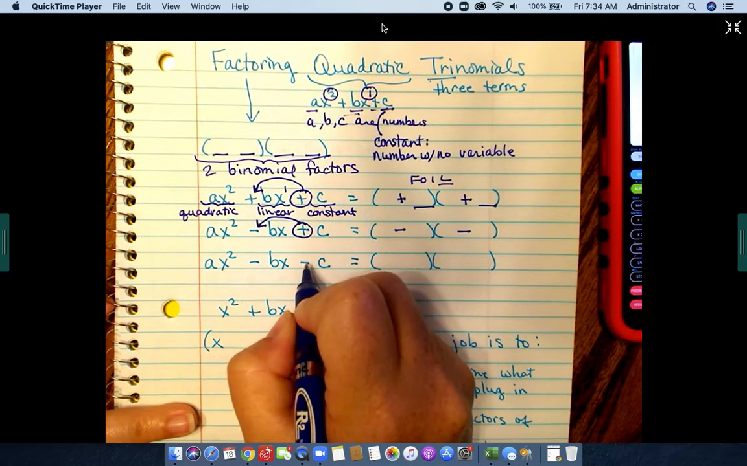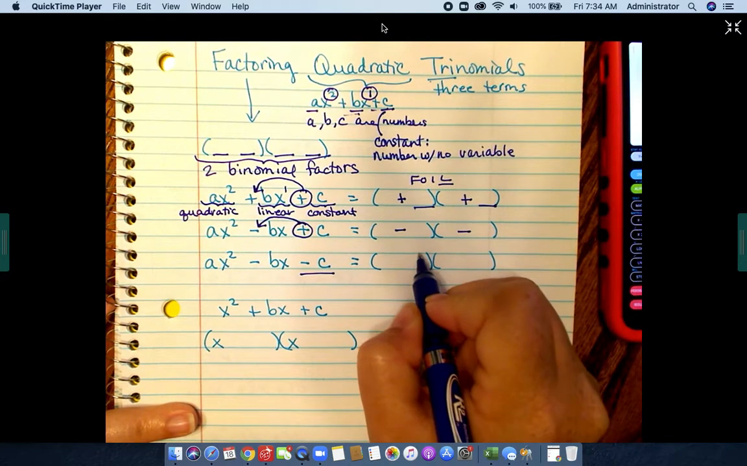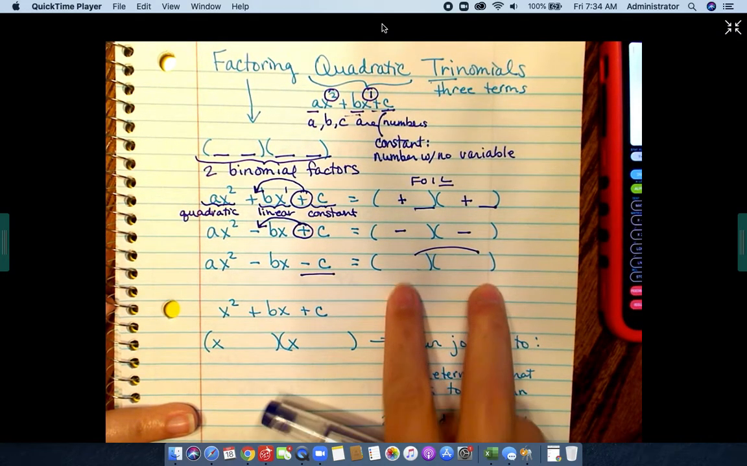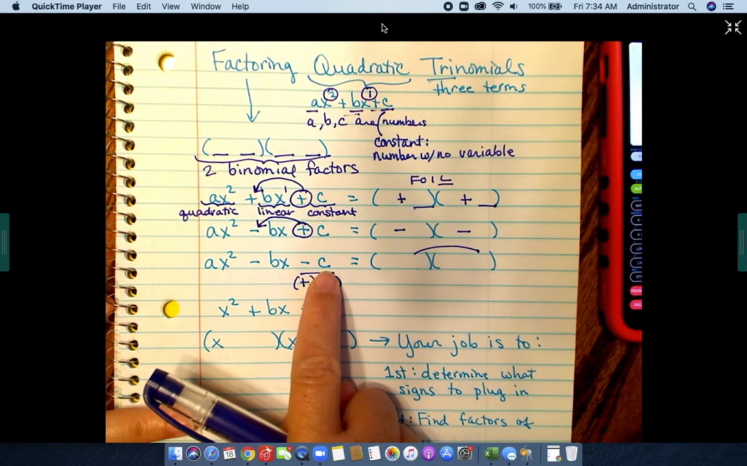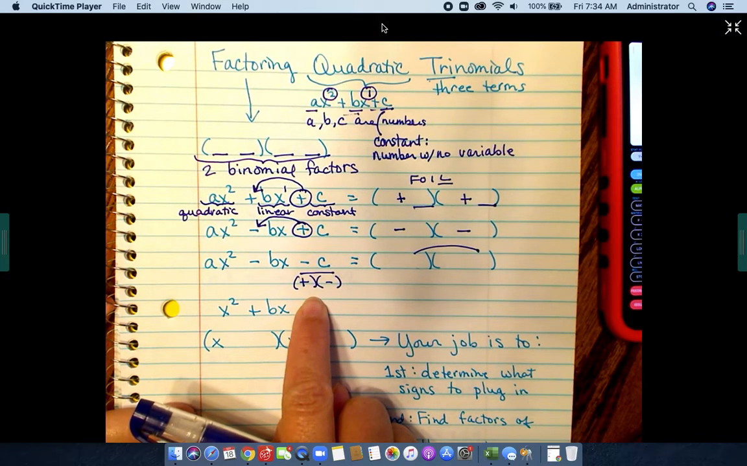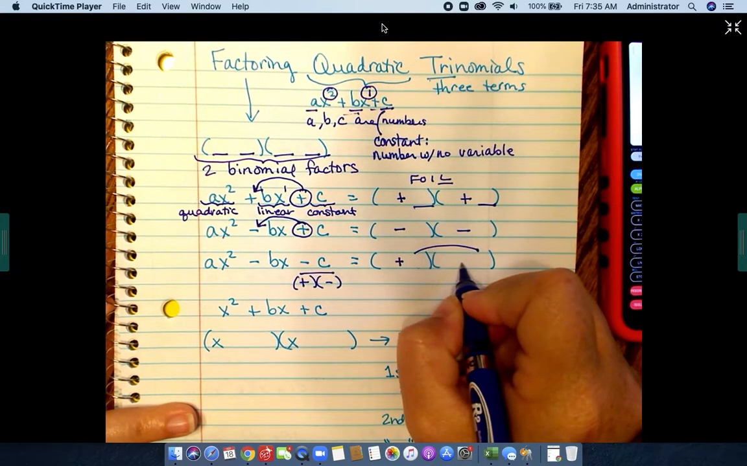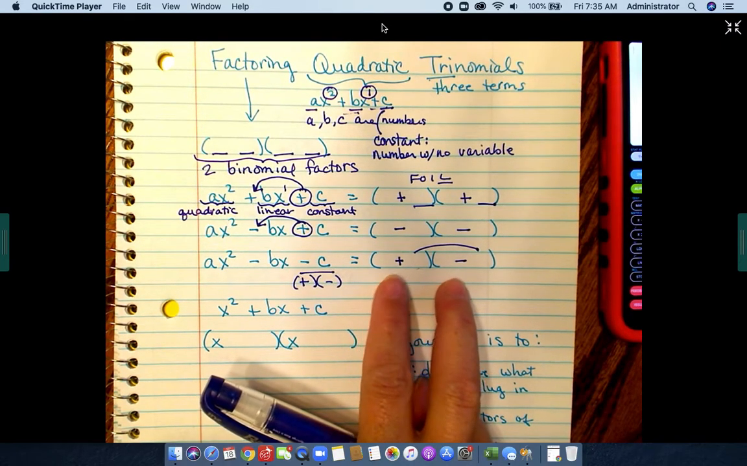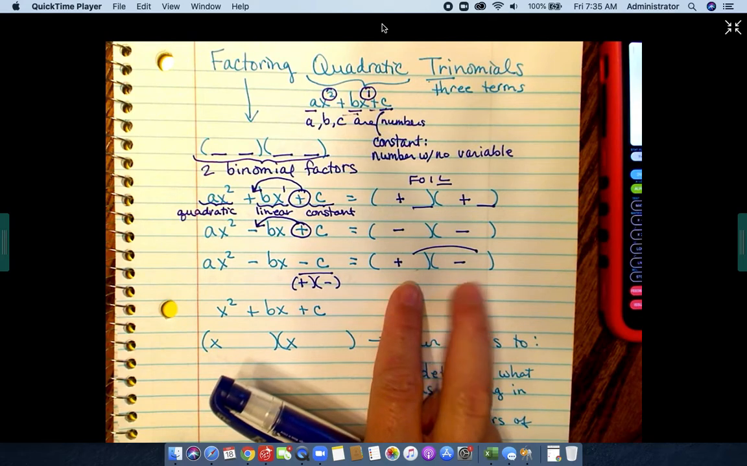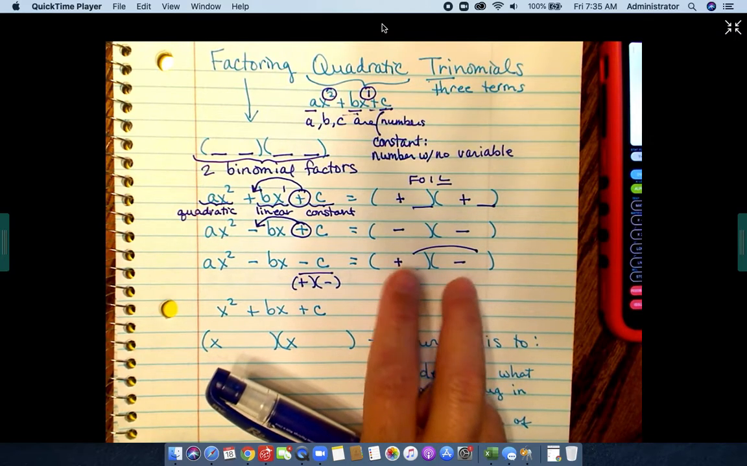Now the last case here, if my constant term is negative, you've got to remember that the only way to multiply your last terms and get a negative is if one is positive and one is negative. So to get this negative number at the end, we have to multiply a positive times a negative. Therefore, one will be positive and one will be negative. In the next lesson, you'll learn that sometimes where you put it matters. For today's lesson, it won't. So you can put minus and then plus, or plus then minus. As long as they're opposite signs, you're good to go.